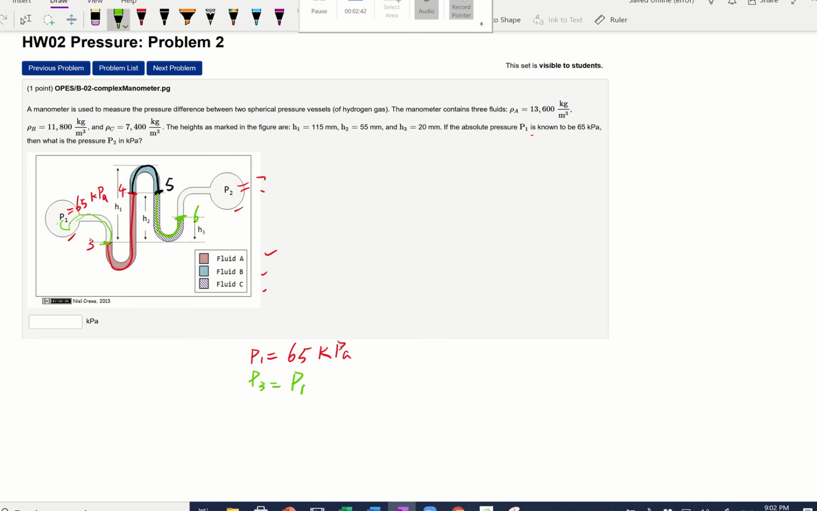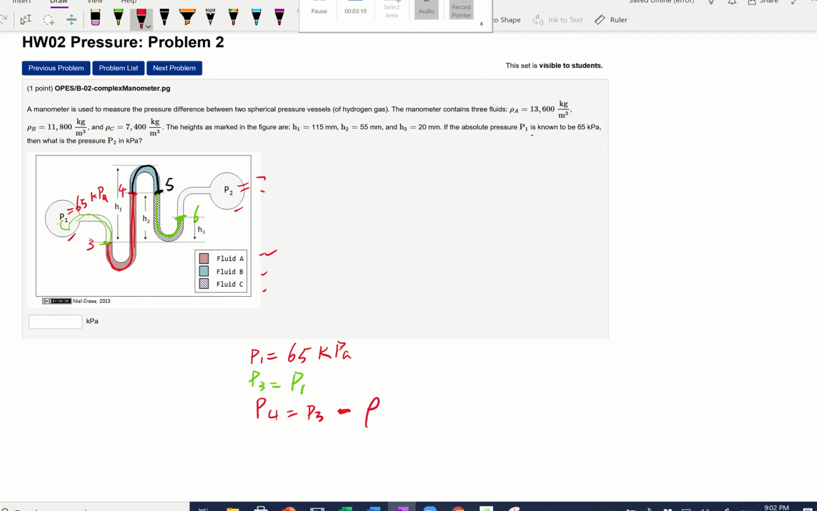Then we go through the first liquid, 3 to 4 here. So 4 compared to 3, they are in the same liquid, and 4 is in a higher location. If it's a higher location, the pressure is actually lower, right? Because when you go deeper, the pressure goes up. So P4 is going to be less than P3. How much less? It's going to be rho g h.